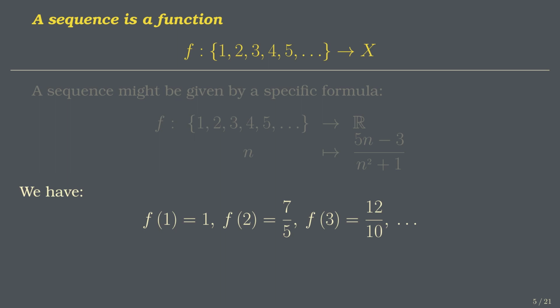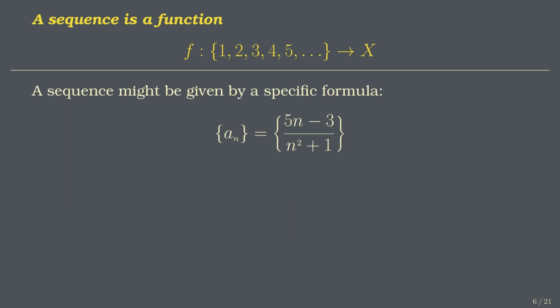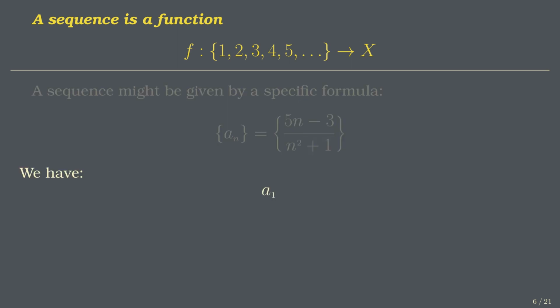And because you can also use the sequence notation, an equivalent way of writing this is {a_n} equal to {(5n - 3)/(n^2 + 1)} inside curly braces. From this you can tell a_1 is equal to 1. The same for a_2, equal to (5 times 2 minus 3)/(2^2 + 1), which is 7/5. And similarly for a_3, you still get 12/10, and so on. So these are equivalent ways of giving a sequence.